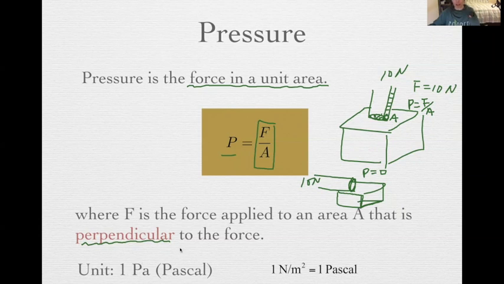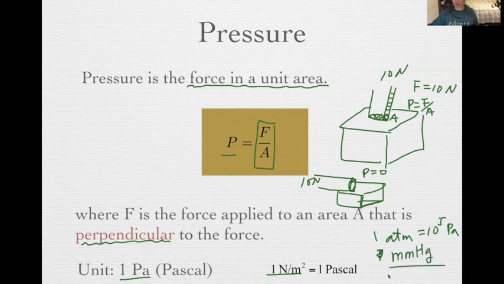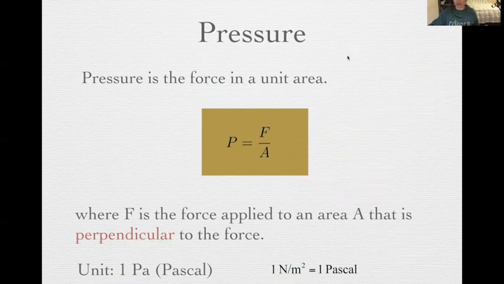The unit for pressure is Pascal. We call it Pa. This is the SI unit. 1 Pascal is 1 Newton per meter squared. It's a derived quantity. Other common units that you will see, which are not SI units, include atmosphere, atm, where 1 atmosphere is 10 to the 5th Pascal. For example, the millimeter of mercury is also a very commonly used pressure unit. Something like this. Okay.